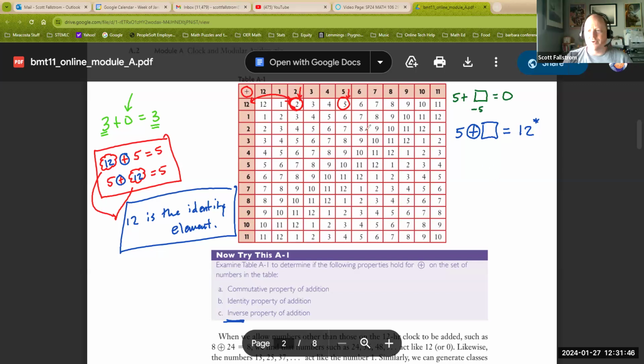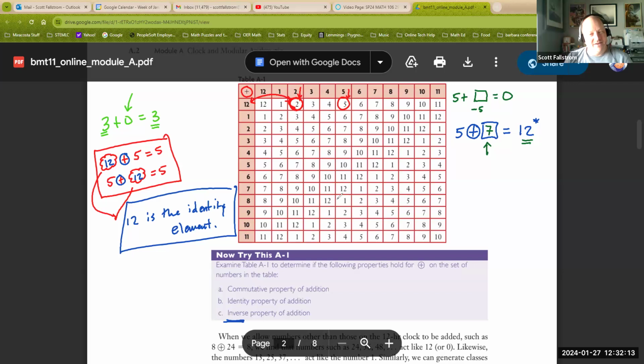Well, look in this table. We don't have negatives. Sorry about that. We do not have negatives. But is there still a number that I could add to 5 to get to the identity? And again, the identity is 12. So in this case, you're like, oh, well, actually, I think then it should be just 7. 5 plus 7 is 12. And you're absolutely right.